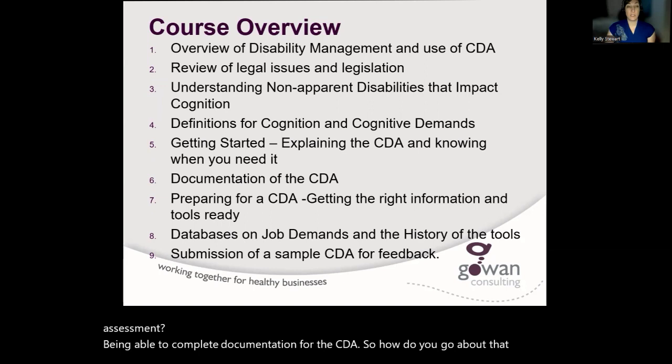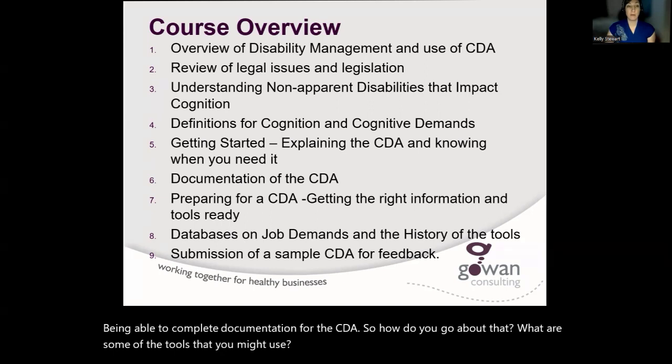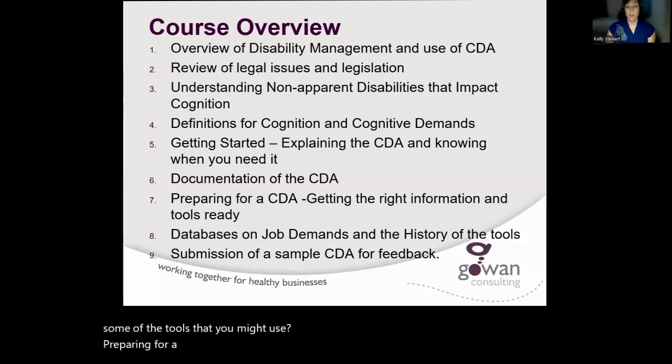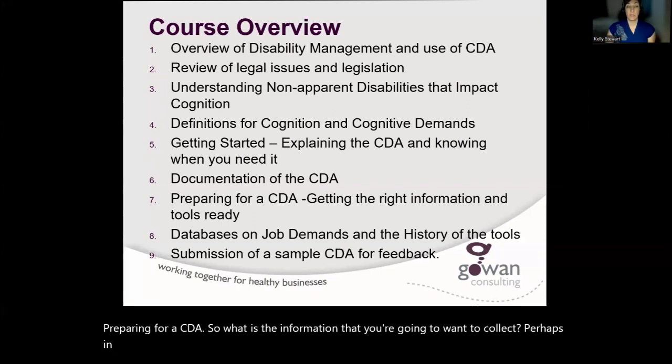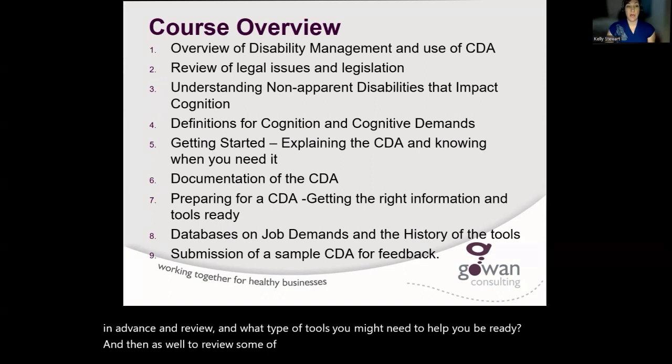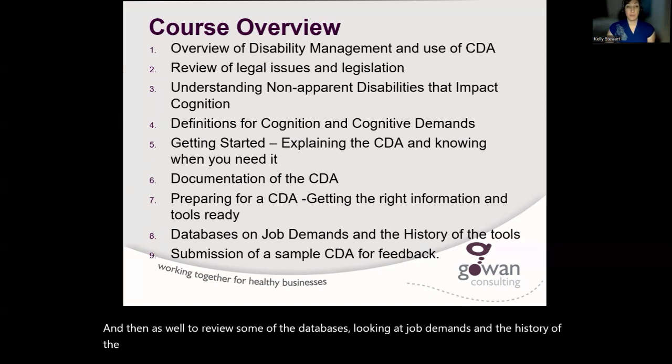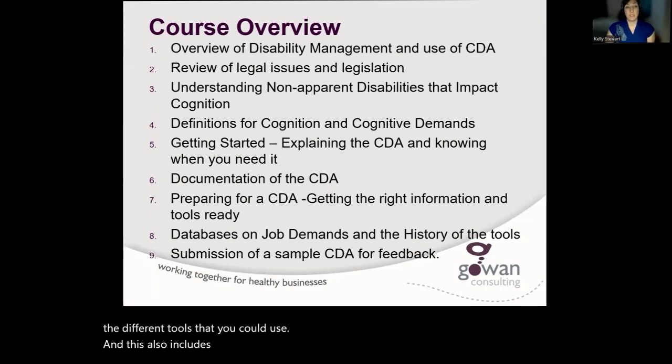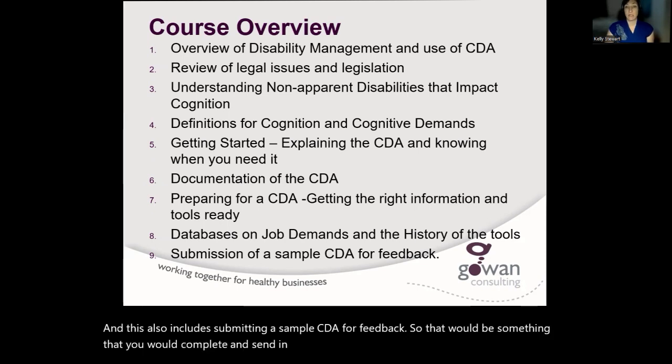What are some of the tools that you might use? Preparing for a CDA: what is the information that you're going to want to collect in advance and review, and what type of tools you might need to help you be ready. And then as well to review some of the databases, looking at job demands and the history of the different tools that you could use. This also includes submitting a sample CDA for feedback. That would be something that you would complete and send in to us, and then I would take a look at that and return it to you with some feedback.